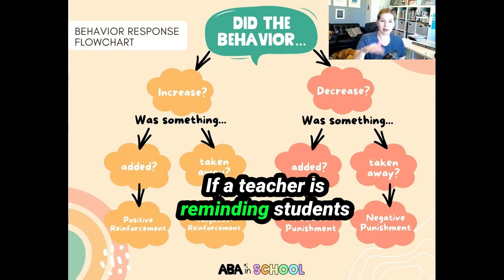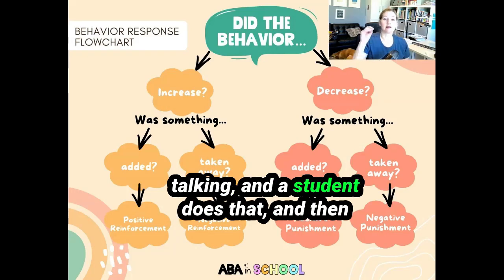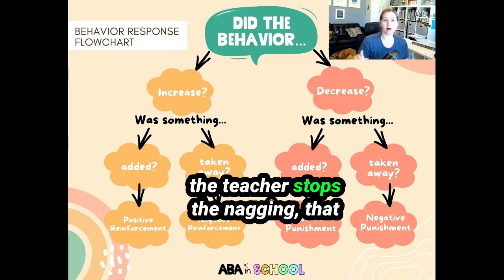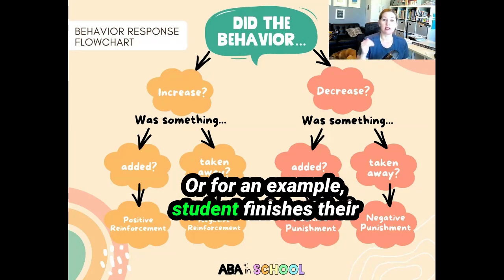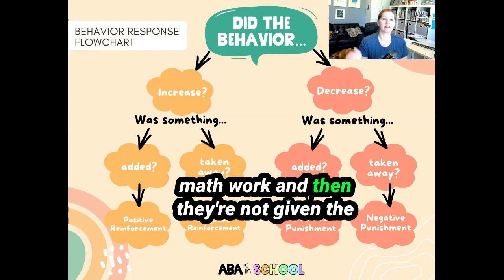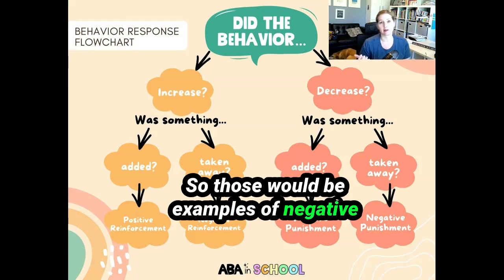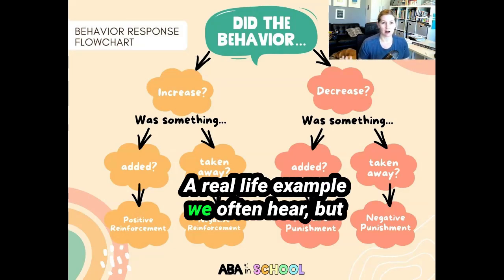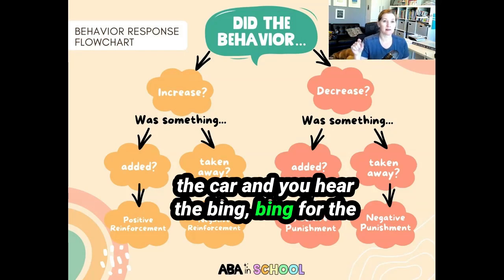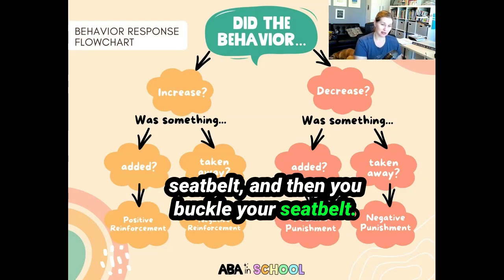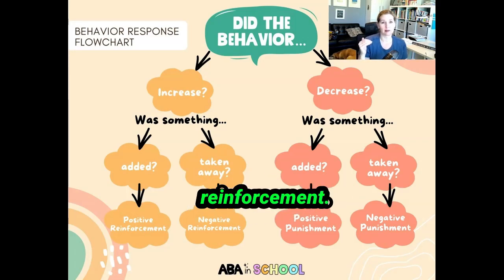If a teacher is reminding students constantly to raise their hand instead of talking, and the student does that, and then the teacher stops the nagging, that would be a negative reinforcement. Or, for example, a student finishes their math work and then they're not given the extra homework. That extra homework is removed. A real life example we often hear, but it's very relatable, is when you get into the car and you hear the bing, bing for the seatbelt, and then you buckle your seatbelt. That's the behavior that's increasing, and it stops that nagging sound. So that's a way to think of negative reinforcement.